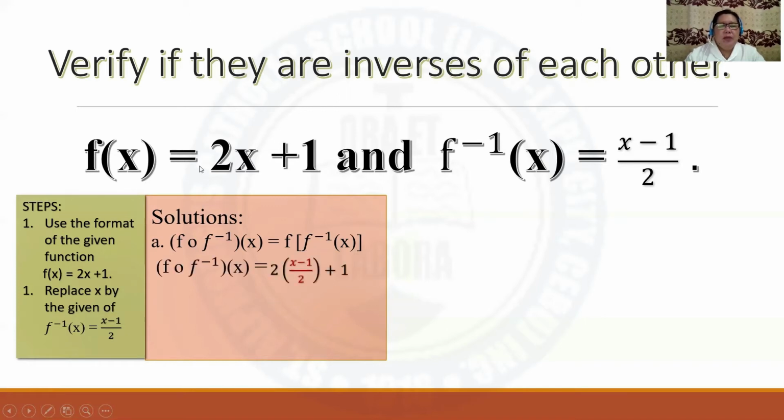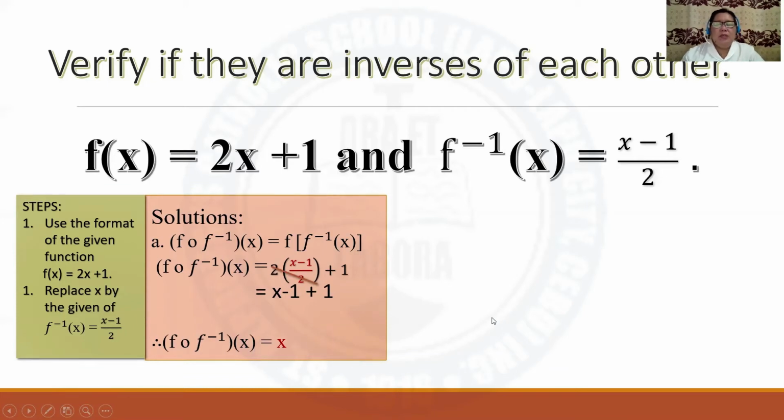And following this form, that's 2x + 1, change x into (x - 1)/2, which is the given of the second function. Then plus 1. Then simplify, you cancel 2 and 2. What is left is x - 1 + 1. Negative 1 plus 1 is 0. The value of f circle f^-1 of x is x.